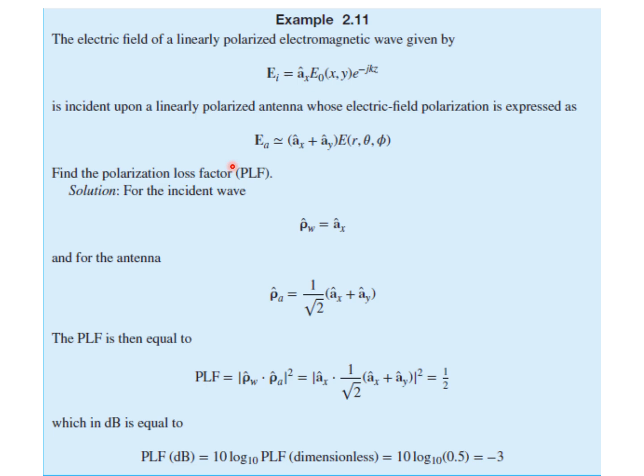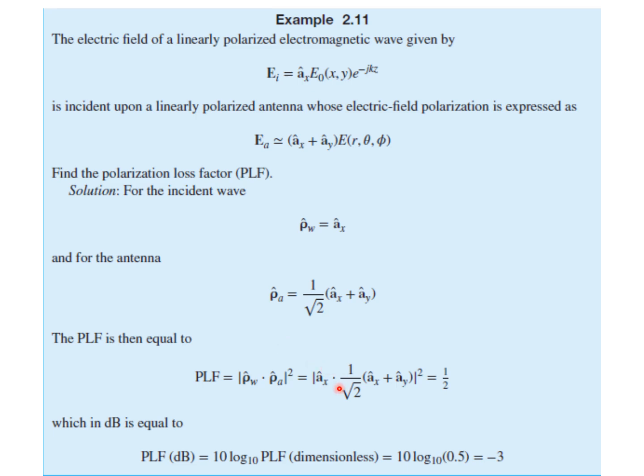The polarization loss factor formula is the dot product of the unit vectors of the wave polarization and the antenna polarization, squared. So first we have to find the polarization of the wave. The wave is x polarized, so rho_w is equal to the a_x unit vector, and the polarization of the antenna is given by (a_x + a_y) over root 2. This is the total polarization of the linearly polarized antenna. Now the polarization loss factor can be found if we take the dot product of these two unit vectors and then square it.